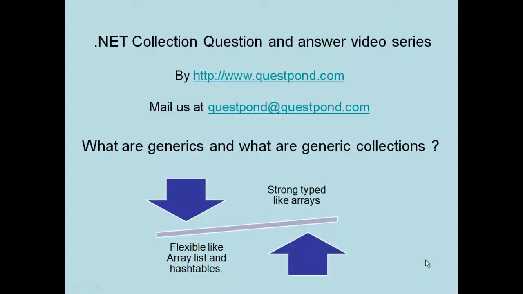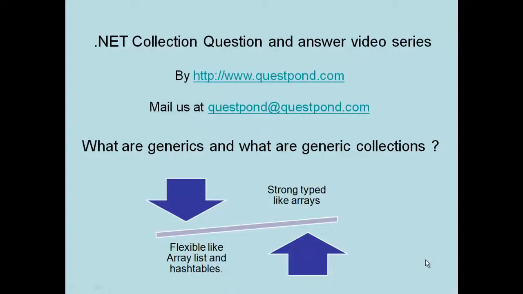When we look at different collections in .NET, that is array, array list, hash tables, specialized collections, etc., each of these collections have their own strong points as well as weak points. For example, arrays are strong typed, so because of that, there is no boxing unboxing, so the performance is much better as compared to other collections.